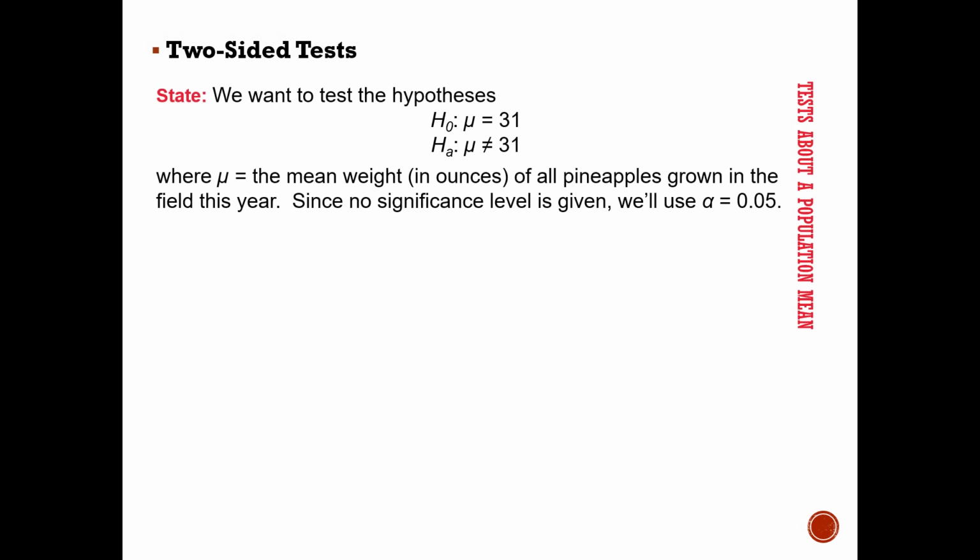Okay, so we want to test the hypotheses. The null hypothesis is that mu is 31, basically same as last year. The alternate hypothesis is that mu is not 31.